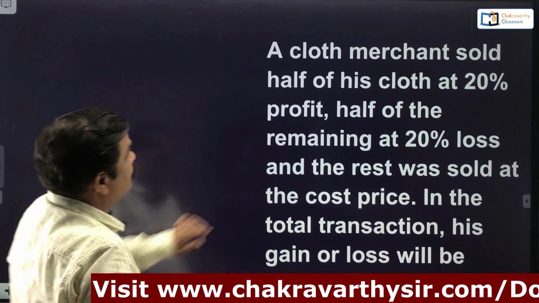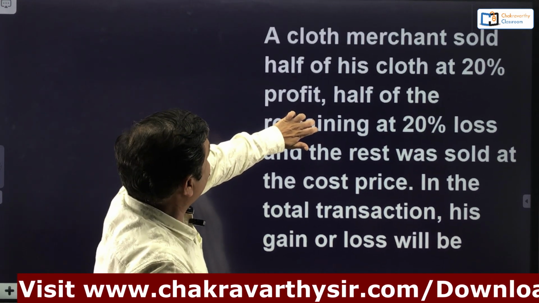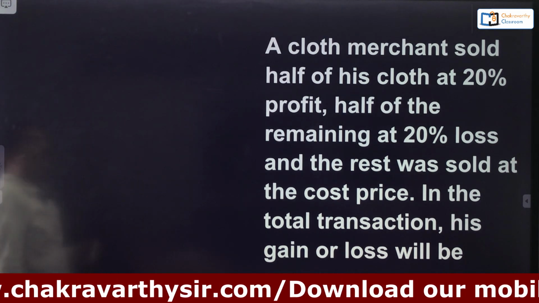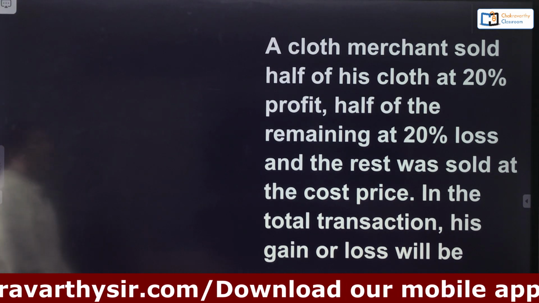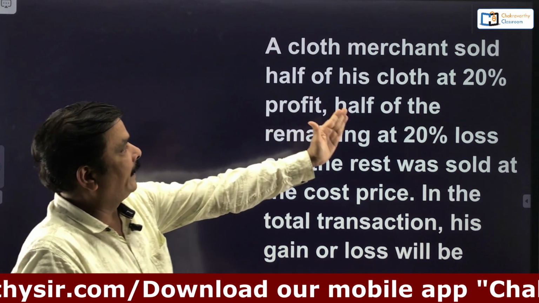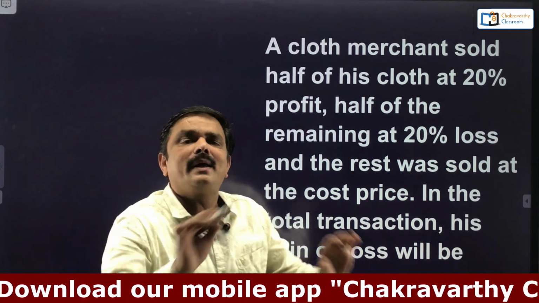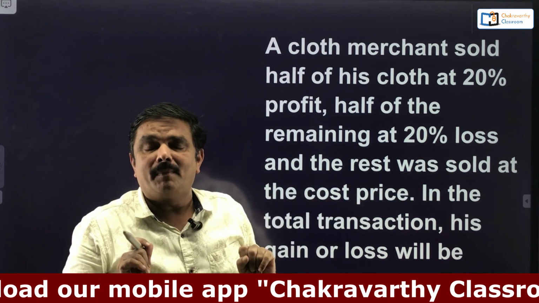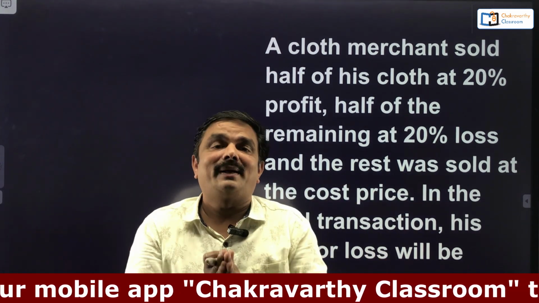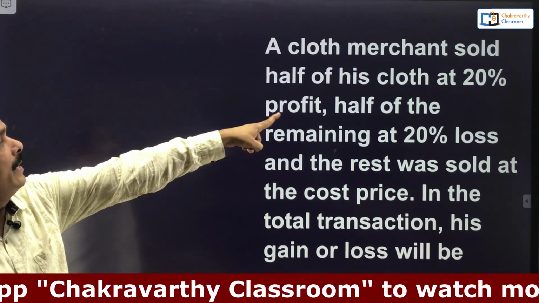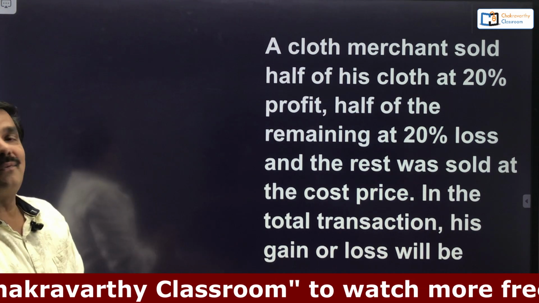Now let us apply the same logic here for this question. You do this, right? You need to do it by yourself. A cloth merchant sold half of his cloth at 20% profit. First read the question properly. Okay, he has some consignment with him. We don't know what is the worth of that. So simply half of that consignment, half of the cloth he sold at 20% profit.